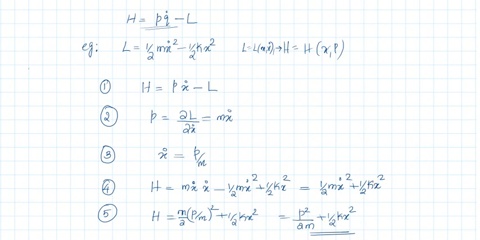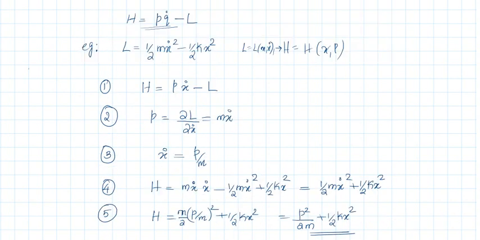Then the final step: this is not a Hamiltonian because this is expressed as a function of x and x dot. Hamiltonian should always contain the generalized momentum. So you have to replace x dot in terms of momentum. So x dot is p by m from step 3. So that becomes p square by 2m plus half k x square. This is the Hamiltonian for one-dimensional harmonic oscillator.